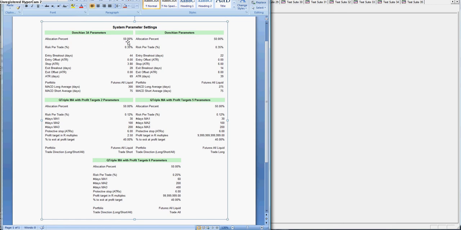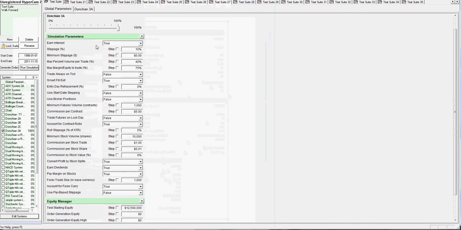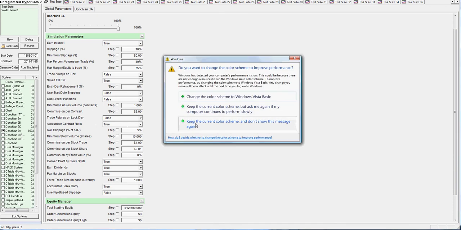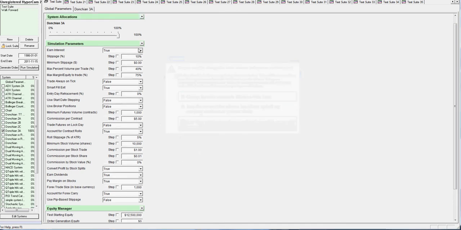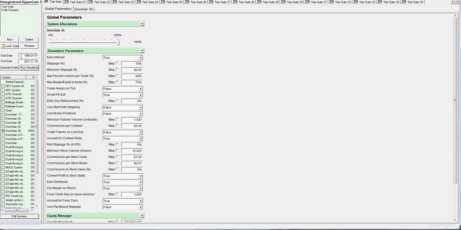And so Dancian 3A, which is the system that we're looking at, this 4428 system, we will be pretending like it only has $12.5 million to work with, not the full 25. So if we go to global parameters, we can see exactly that that's set correctly. We also have interest to be earning, that's set to true. We have slippage, commission numbers already in here. 10% slippage, 5% roll slippage, $5 per contract in commissions, and yes, we are accounting for contract rolls. We'll go through all of that more in a minute.